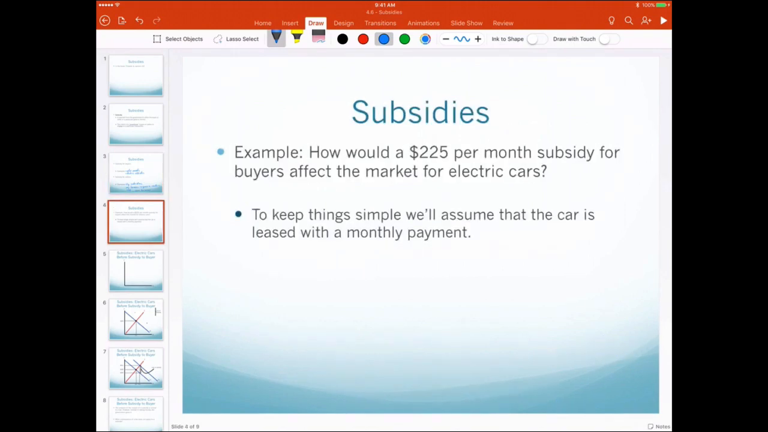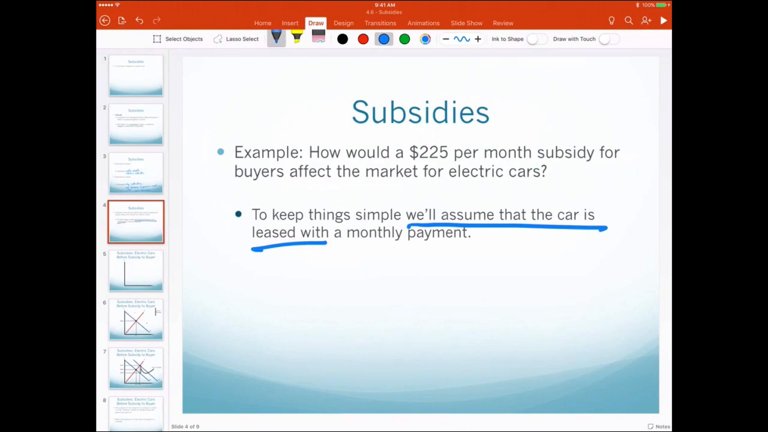Okay, so let's work through an example. The graphs will be a lot like the ones we did in class, but the example we'll do will be for electric vehicles. We're going to keep it simple so we don't have to do the car purchase. We're going to assume the car is leased, so we're going to have a monthly payment.